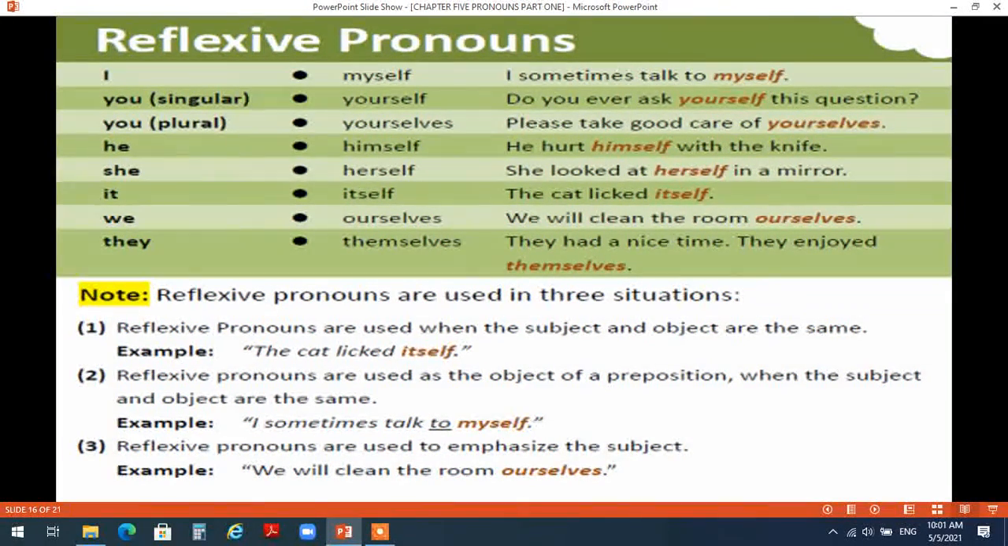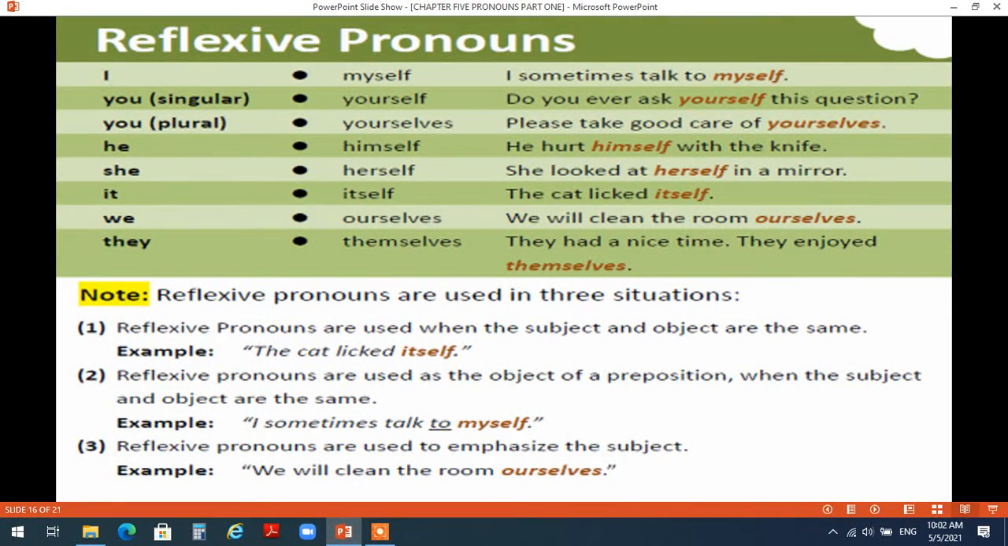يعني حين يكون لدينا حرف جر يأتي بعدها الضمير الانعكاسي كمكمل لمعنى الجملة. في هذه الحالة نسميه object of a preposition. For example, I sometimes talk to myself. إذا myself هنا راح نسميه object of a preposition باعتبار أنه مسبوق بحرف جر.